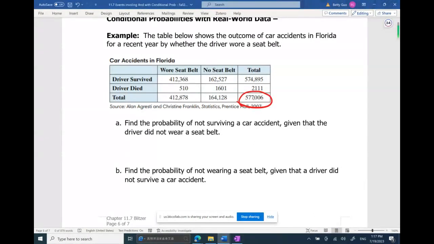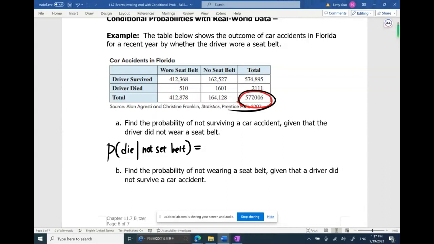Part A, find the probability of not surviving a car accident given that the driver did not wear a seatbelt. Okay, I would do this. Use some keywords to remind myself what the conditional probability is talking about. Find the probability of not surviving, so died, given that the driver had no seatbelt. Okay, it is a conditional probability.